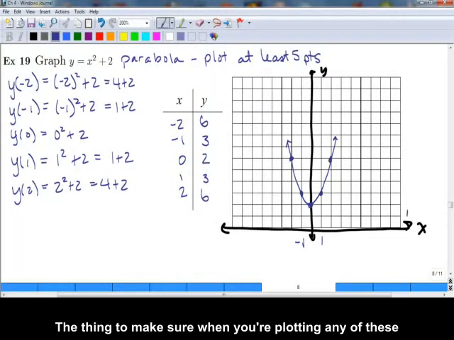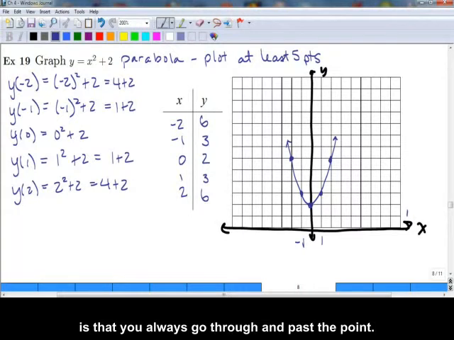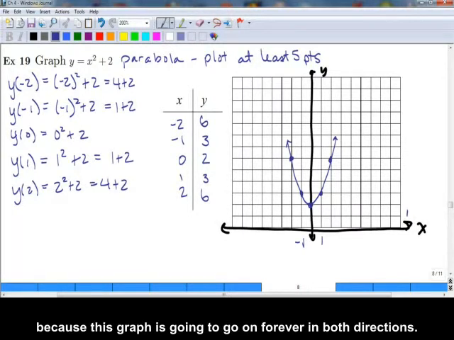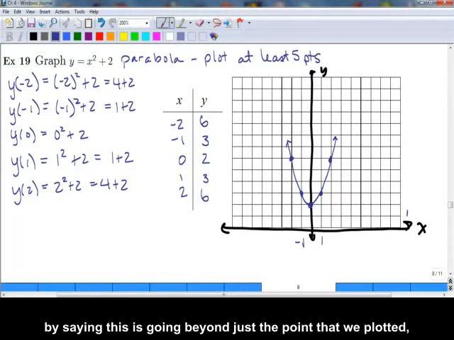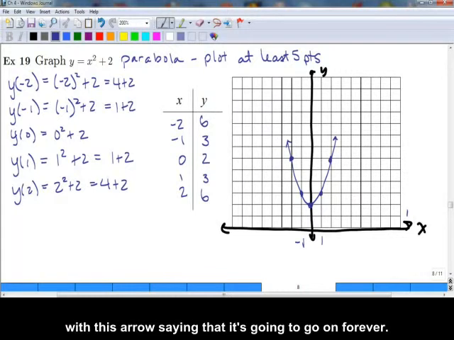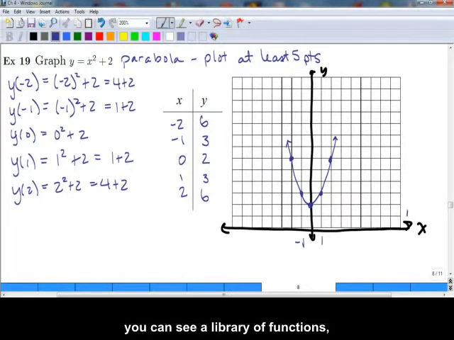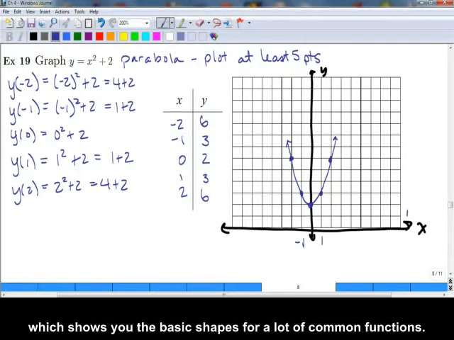The thing to make sure when you're plotting any of these is that you always go through and past the point, and you put those arrows on, because this graph is going to go on forever in both directions. So we want to make sure that we signify that by saying this is going beyond just the points that we plotted, with this arrow saying that it's going to go on forever. So again, the shape of the parabola is that U shape, and not on the next page, but on the page after that, you can see a library of functions which shows you the basic shapes for a lot of common functions.